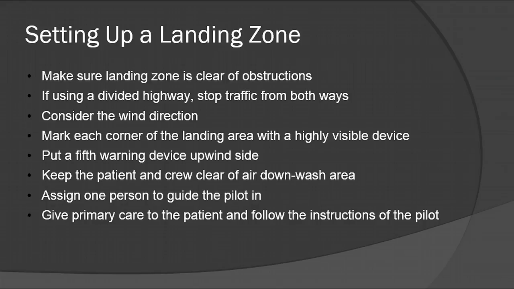Mark each corner of the landing area with a highly visible device. So this could be a flare or any other kinds of devices. And another device might be a cone. Those different bright colors are important. And then also consider the wind direction. Put the fifth warning device on the upwind side so that they know where the upwind is.